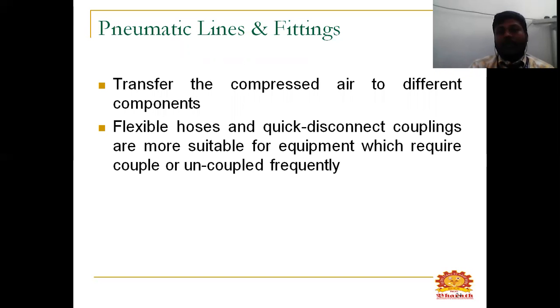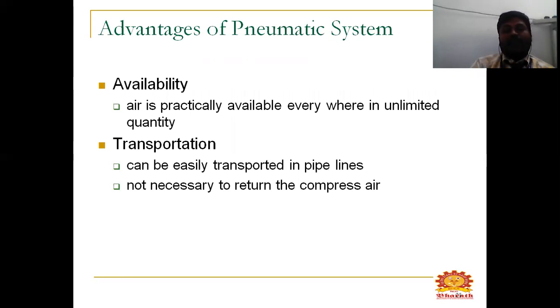Flexible hoses and quick disconnection couplings are more suitable for equipment which requires being coupled or uncoupled frequently. And these are pneumatic lines and fittings. Next, what are the advantages of a pneumatic system? Availability: air is practically available everywhere, and in unlimited quantity. That is more flexible. That is the advantage.